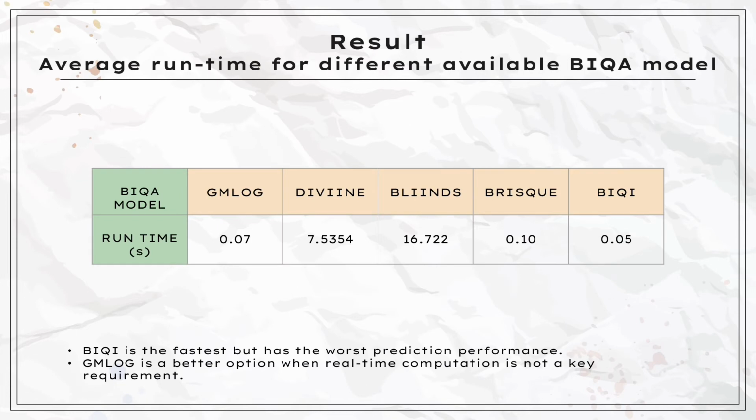This is the average runtime for different available BK models. BK is the fastest, but it has the worst prediction performance. GM-log is a better option when real-time computation is not a key requirement.